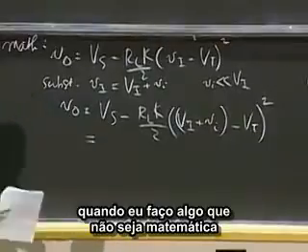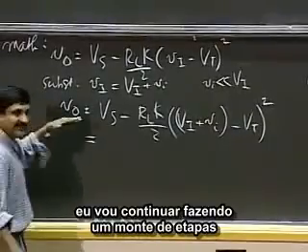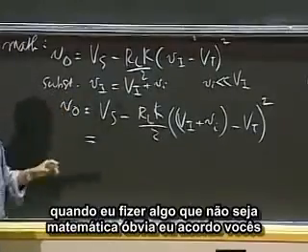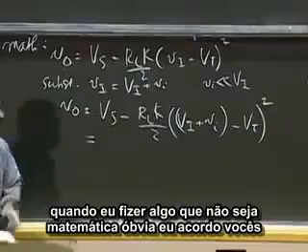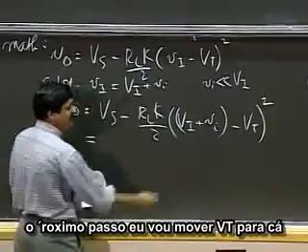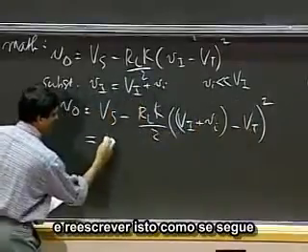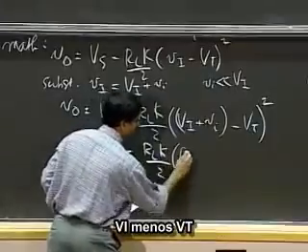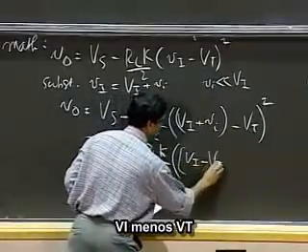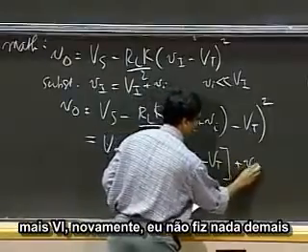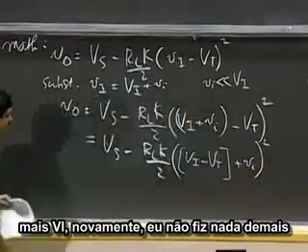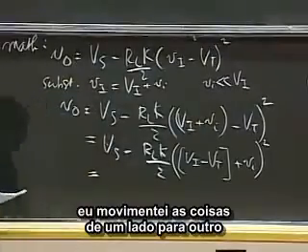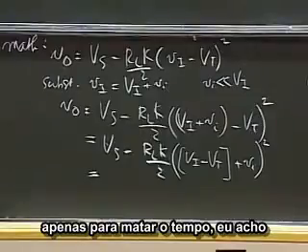When I do something that's other than math, I'll wake you up, okay? So I'll just keep doing a bunch of steps that's pure math. No cheating, no nothing, wash my fingers. Next, I'm going to simply move Vt over and rewrite this as follows: RL K over 2, (Vi minus Vt) plus vi. Again, I haven't done anything interesting so far. I've just substituted this and juggled things around. All right.